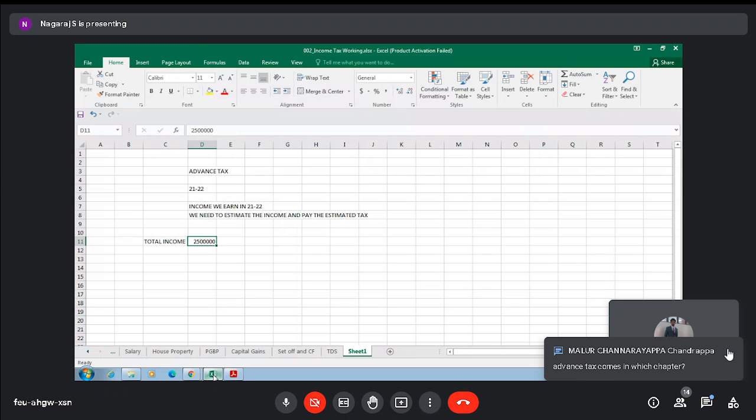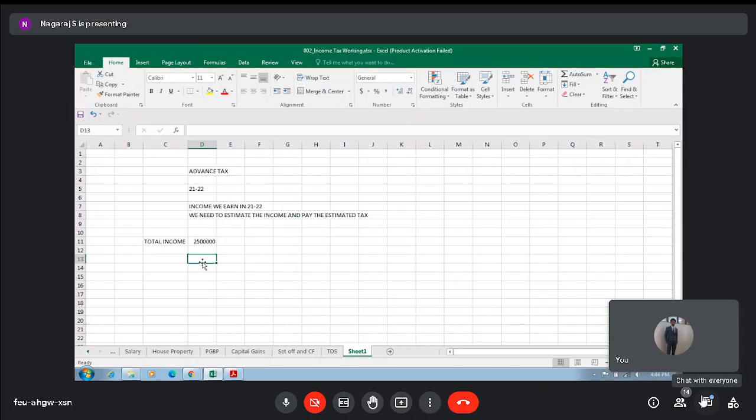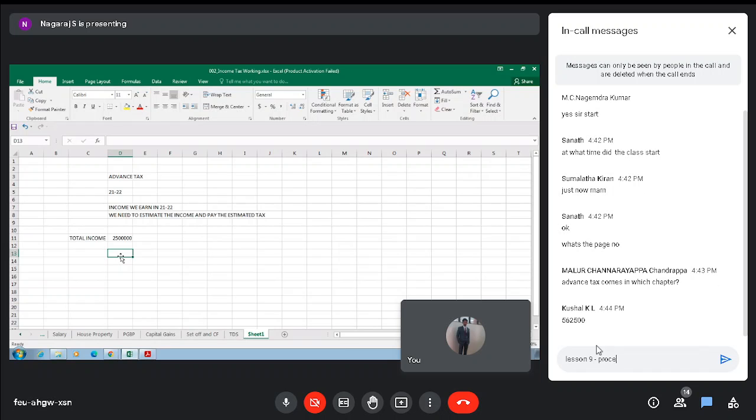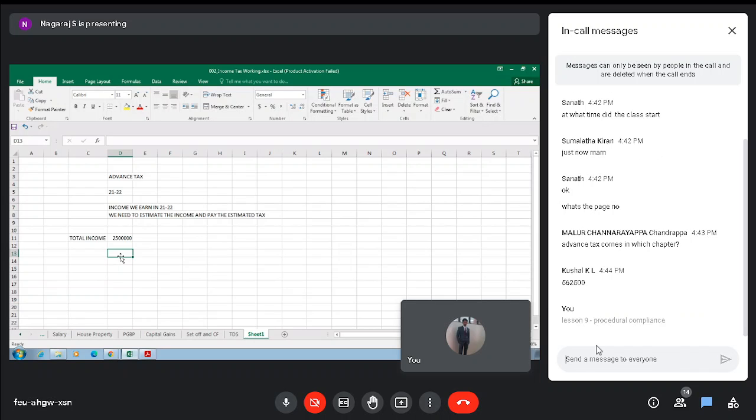See, if the total income is 25 lakhs, first you need to calculate the tax. How much could be the tax for 25 lakhs if you are an individual below age 60? 5,62,500.